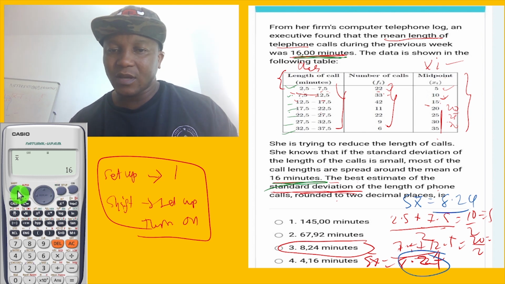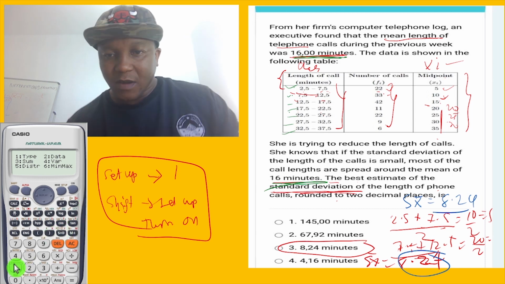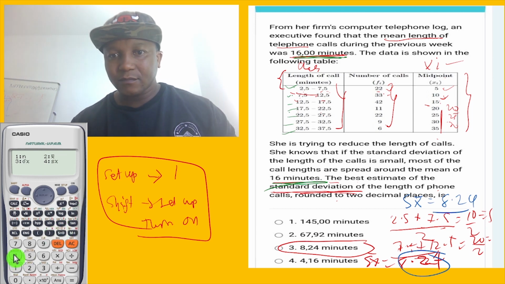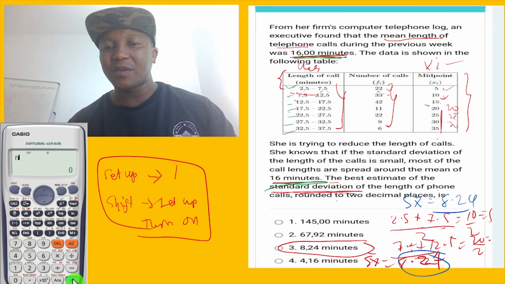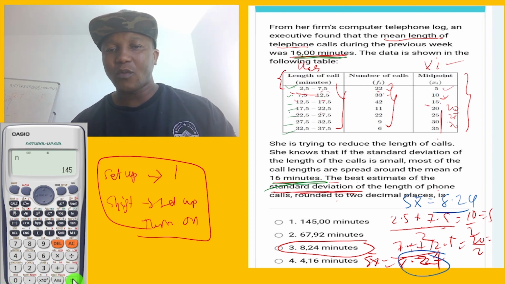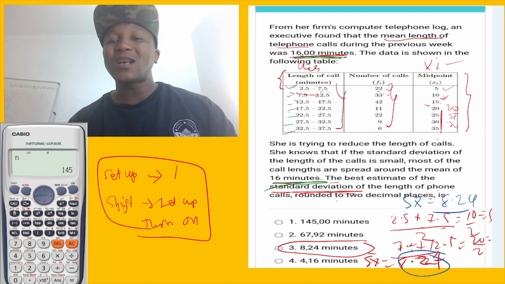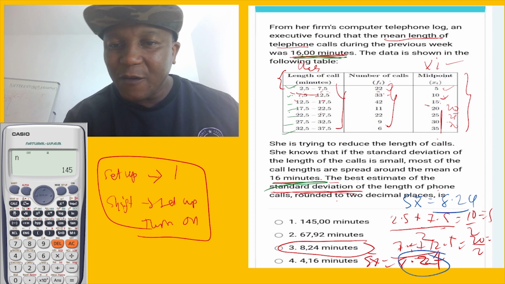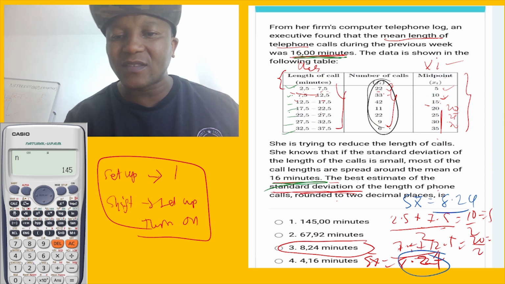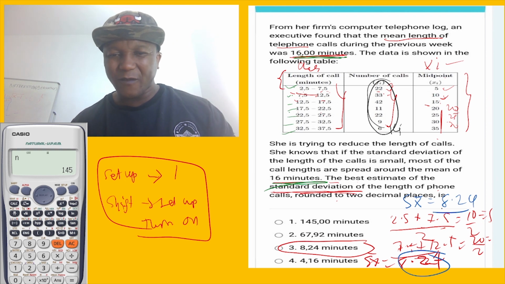I'm just pressing on, and then shift, and then number 1, and then number 4 is variance. And like I said, how many of them? It's going to be 7. If you press number 1, it's going to be 7. 145. Oh, I see why it's 145. Because if you add all these frequencies, it's going to give you 145. Or 7?